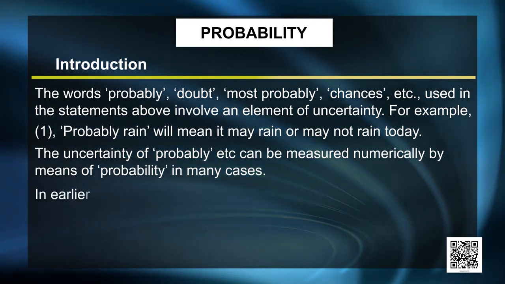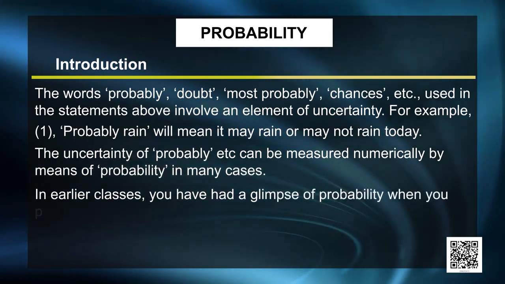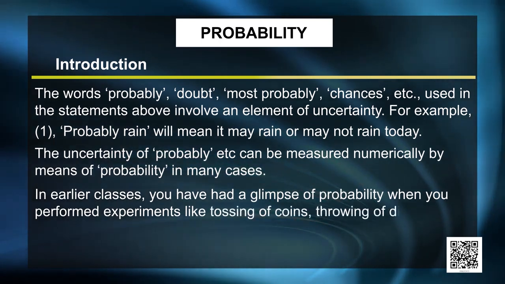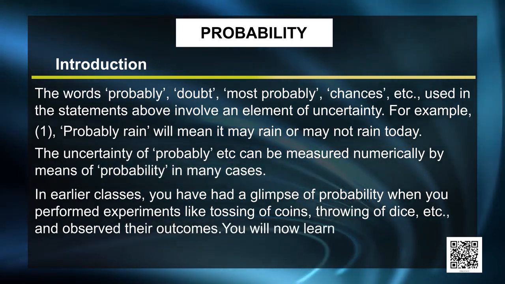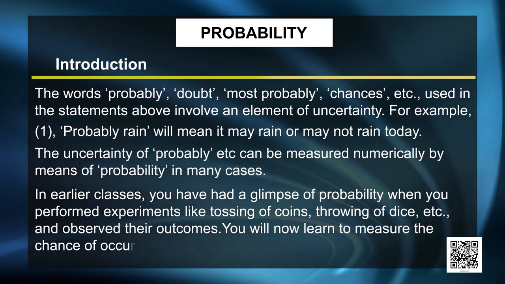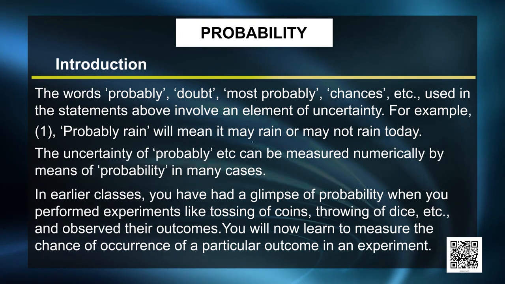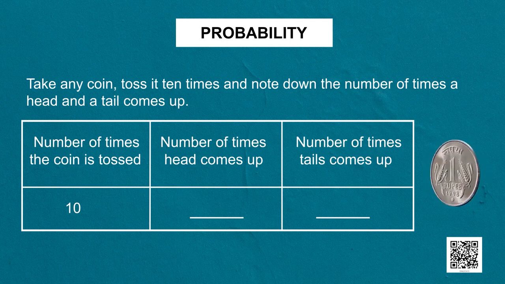In your earlier classes, you have already had a glimpse of probability when you performed experiments like tossing of coins, throwing of dice, etc. and observed their outcomes. You will now learn to measure the chance of occurrence of a particular outcome in an experiment. For example, take any coin, toss it 10 times and note down the number of times a head and tail comes up.